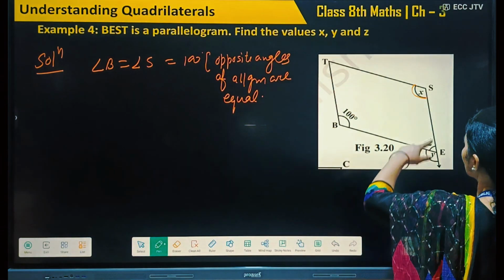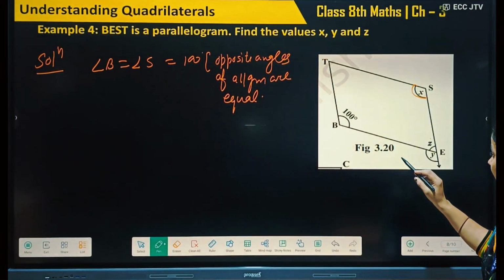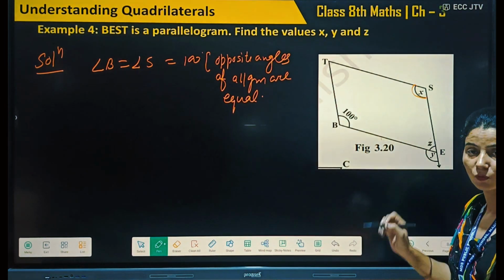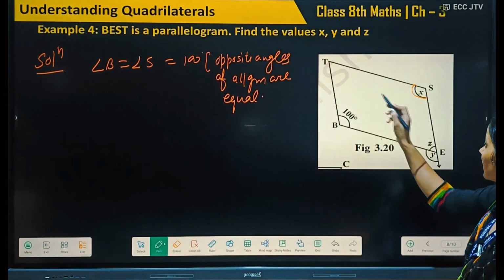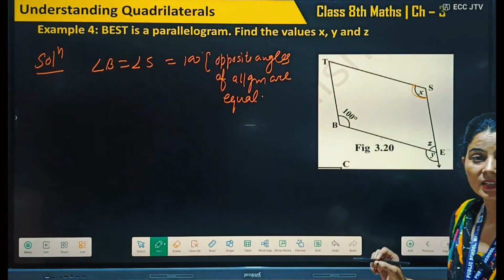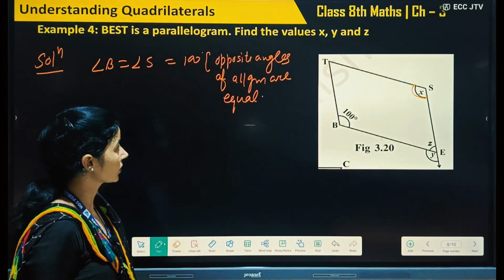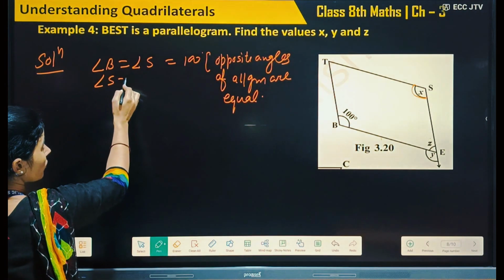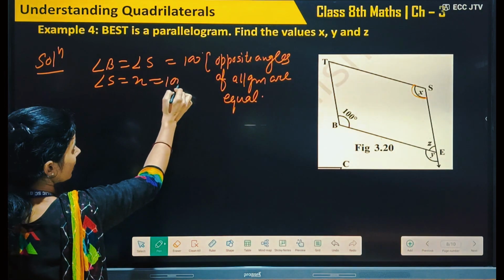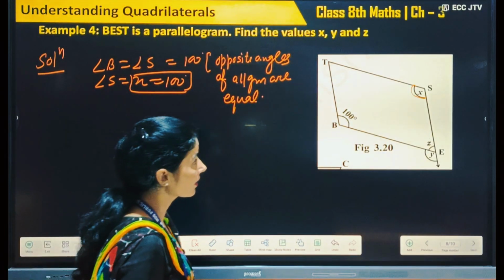See BEST, reminding the properties of this parallelogram. Opposite sides are equal and parallel. Opposite angles are equal. Diagonals bisect each other. Although diagonals are not equal in length, they will bisect each other. Okay. Angle B equals angle S. Angle S equals X, and X we got 100 degree. What is the measure of this angle X?